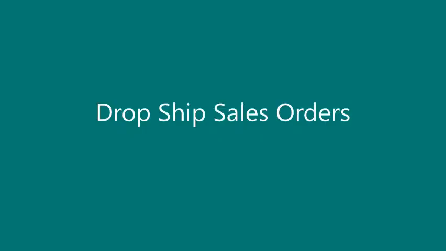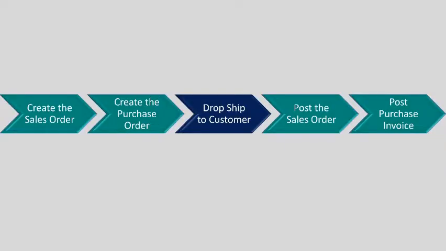This scenario will demonstrate the dropship sales order process in Dynamics 365 Business Central. We'll begin by creating the sales order. Then, as a result, we'll create the purchase order. There'll be an intermediary stop that you may not see in the software. That's just to drop ship to the customer. But then we'll post the sales order, and then we'll post that purchase invoice.